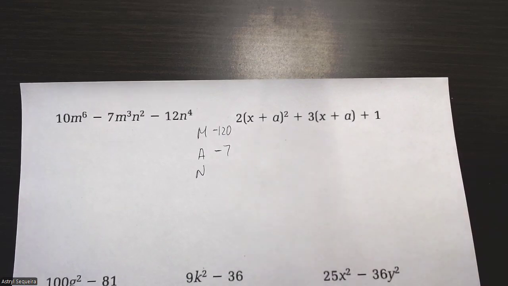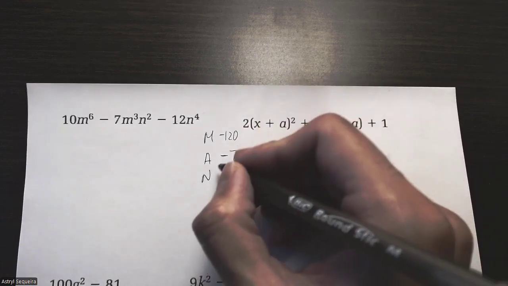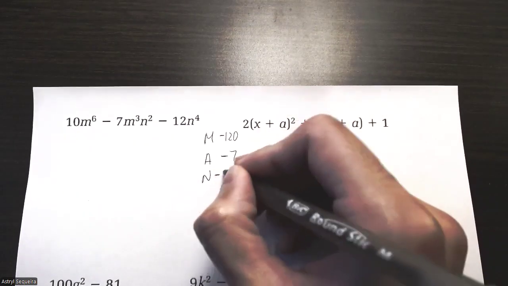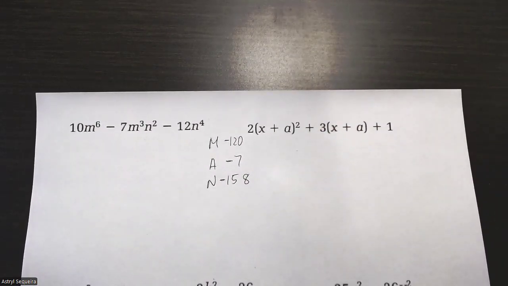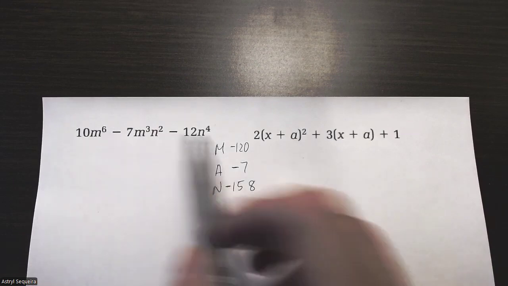So let's see. 10 times 12 will not work. What about 15? 15 times 8, that's going to work. So negative 15 and positive 8 are my two numbers for this one. I'm going to break this down.